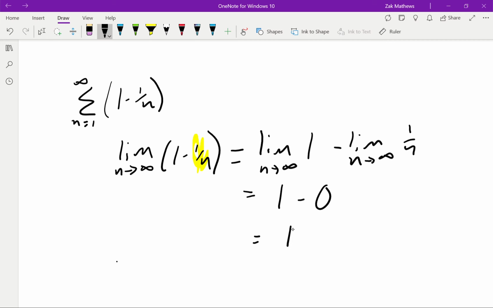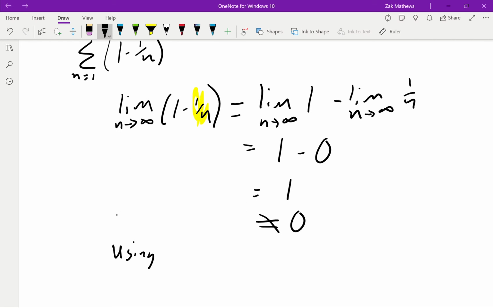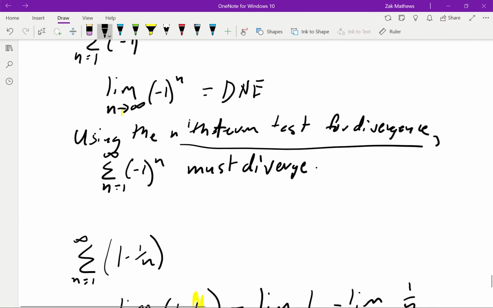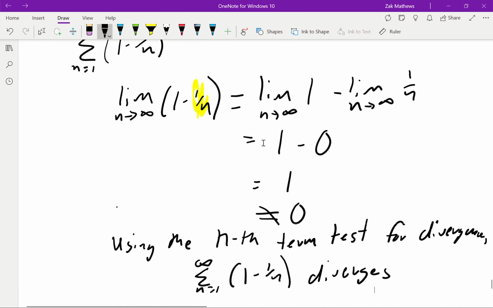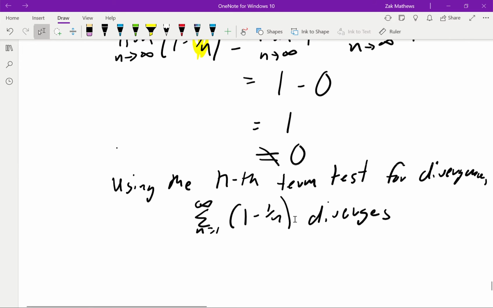And because that is not equal to 0, we can state, using the nth term test for divergence, the summation n equals 1 to infinity of 1 minus 1 over n diverges. So it's not strictly saying that the limit doesn't exist. It could be that the limit exists, as it did here, it's just not equal to 0. So that's another example where the series will diverge.